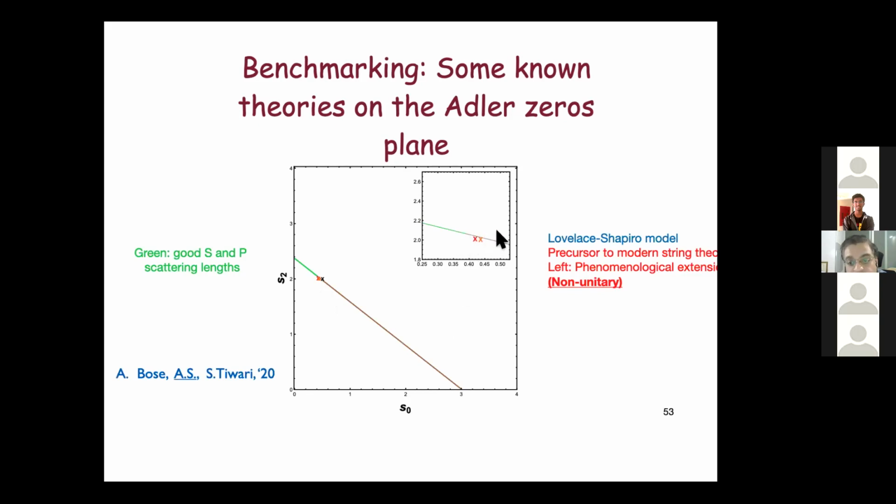On the space of Adler zeros, this is where things lie. This straight line is the line of the Lovelace-Shapiro model S matrices. And the Lovelace-Shapiro model S matrices are non-unitary. Otherwise, of course, we would have declared victory and said that string theory describes nature, but that is unfortunately not true.